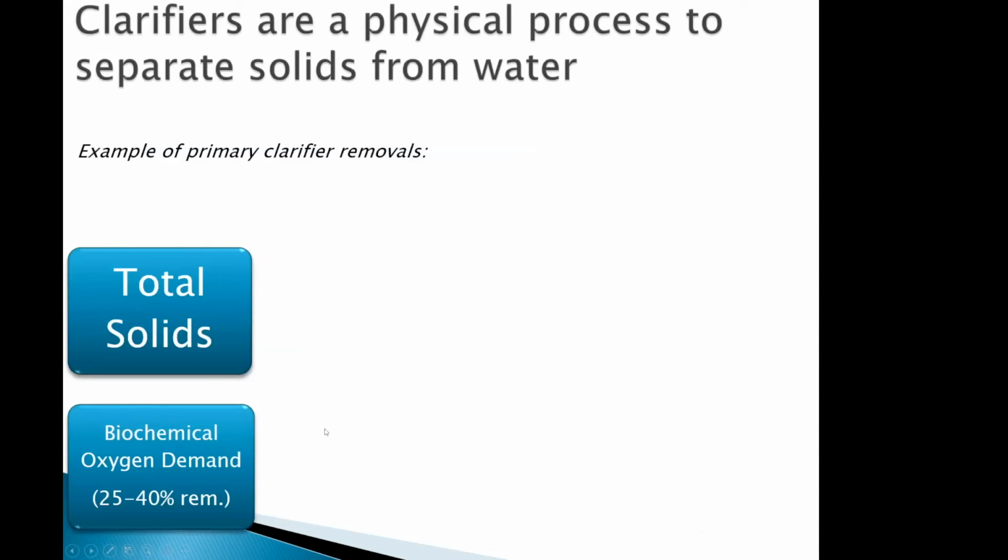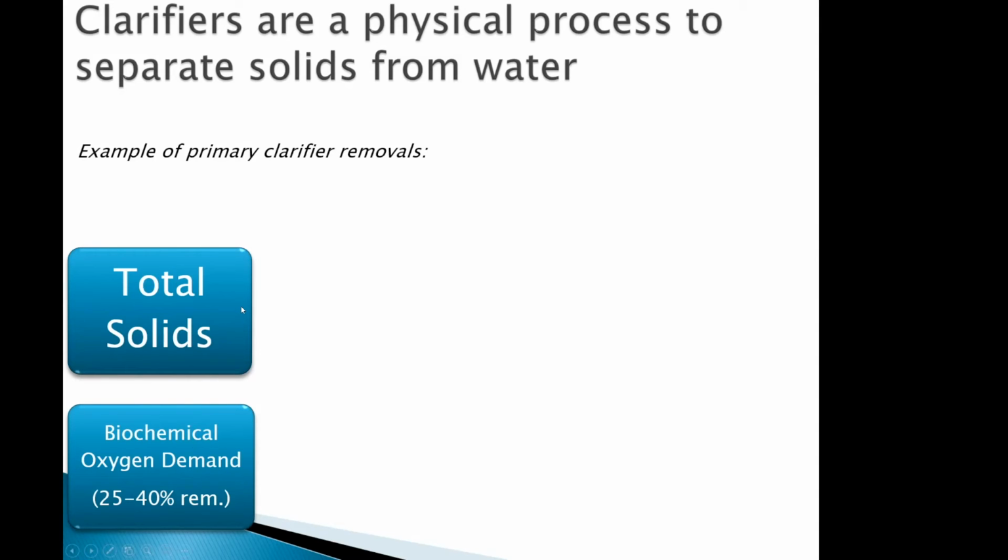And so, it's important to understand, and you'll almost certainly have to explain this and write about it on your grade 4 or grade 5 exam, how well the clarifier performs at removing different sorts of contaminants. So first of all, when we talk about BOD, the biochemical oxygen demand, we're going to typically get between 25 and 40% removal of that BOD just in the primary clarifier. That's with no biological treatment. So that's a great jump start to the BOD removal process.